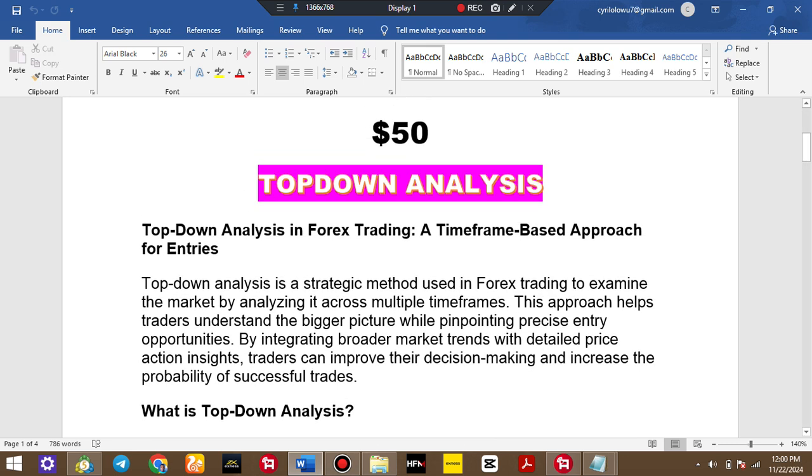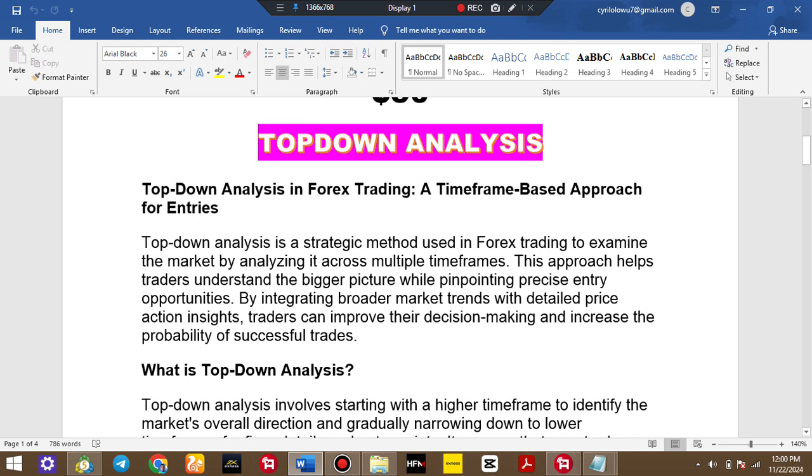Now, top-down analysis in forex trading: a time frame based approach for entry. In simple terms, it means doing your analysis from a higher time frame down to the lower time frame. Most of you are fond of always staying in one time frame and executing trades, which is not right. I will tell you the reason why during the explanation on the chart.